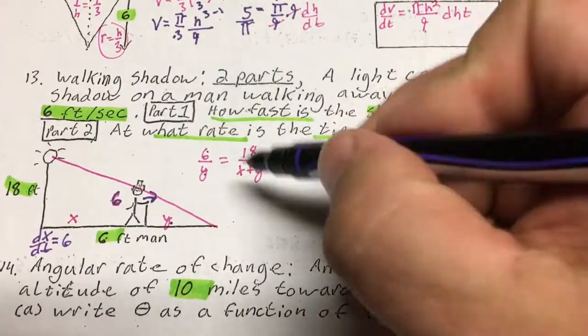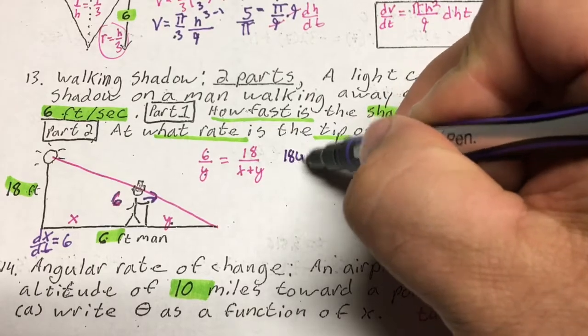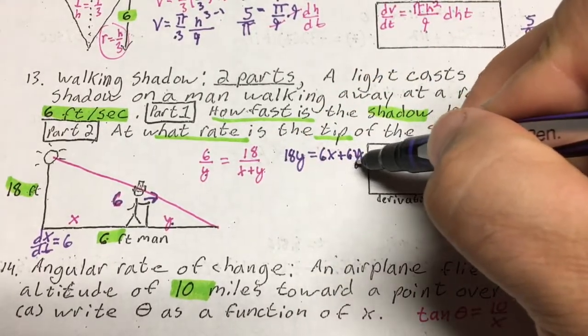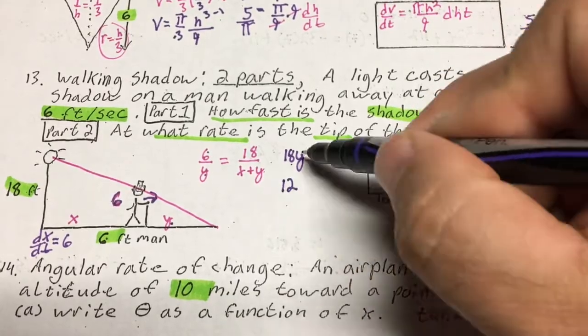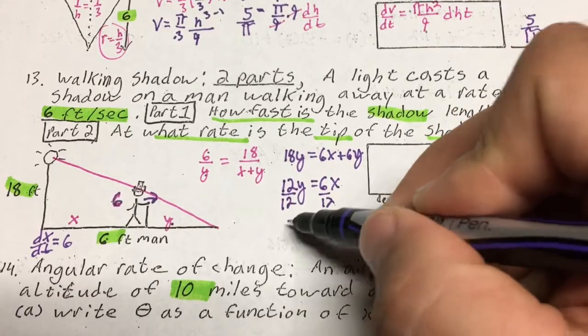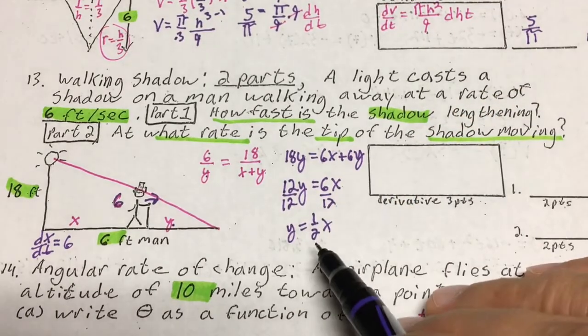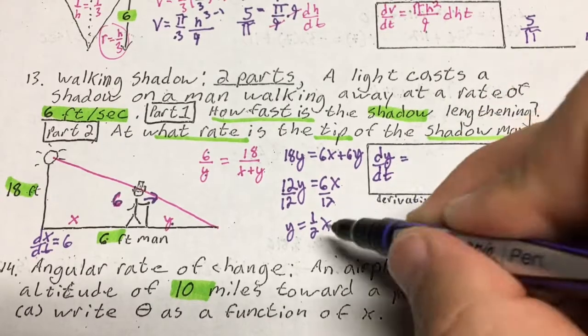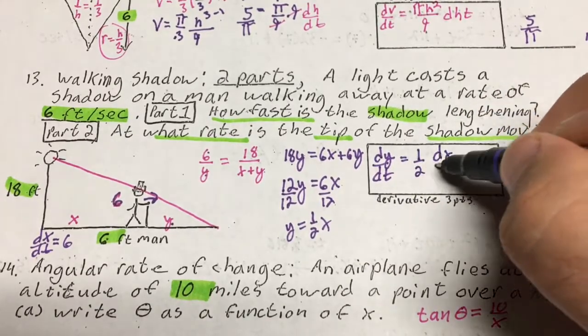Now I'm going to cross multiply, and that's going to give me 18y equals 6x plus 6y. A little bit more simplification, I'm going to subtract 6y from both sides. I think 18 minus 6 is 12y equals 6x. I'm going to divide both sides by 12, and that's going to give me y equals 1/2 x. Now I'm going to take the derivative of that. So the derivative of y with respect to time is dy/dt. And that's going to equal 1/2 dx/dt.